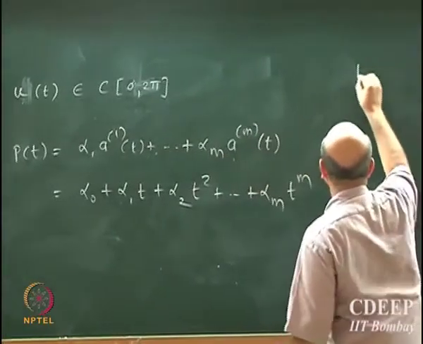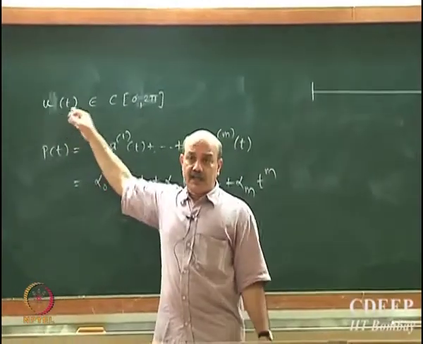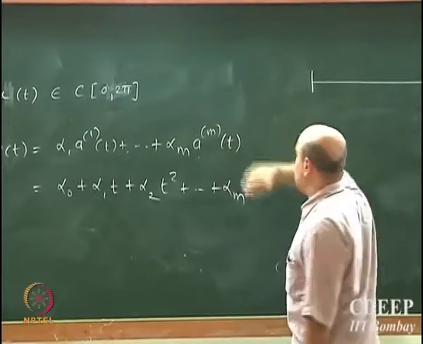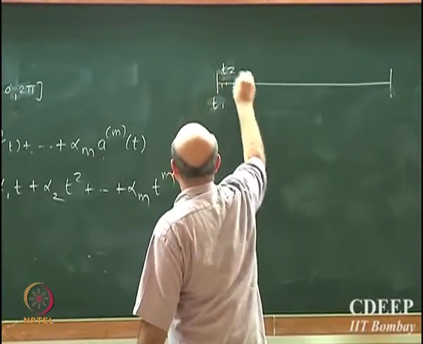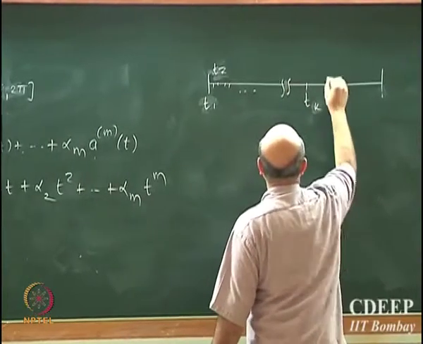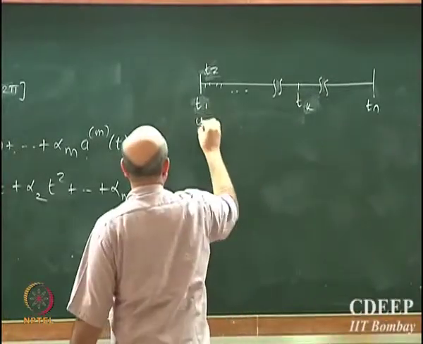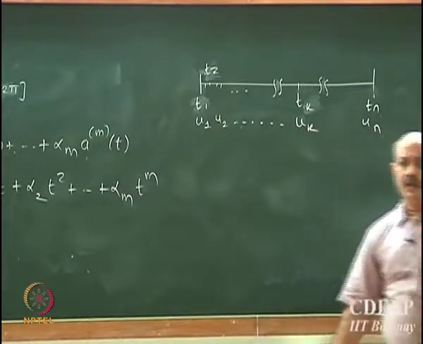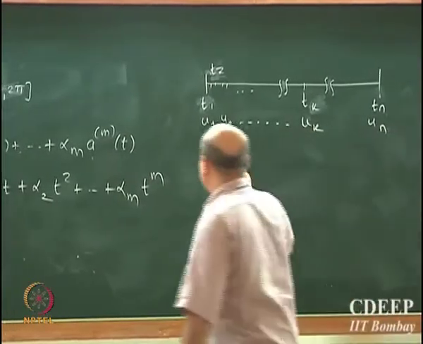Suppose that instead of knowing the entire function and trying to approximate it using a polynomial, you know only function values. You don't know the function, but that is a more practical problem in engineering. You just know function values at different points, t1, t2, and so on up to tk, and in general you know the value of this function at several points. So these values will be u1, u2, uk, un.